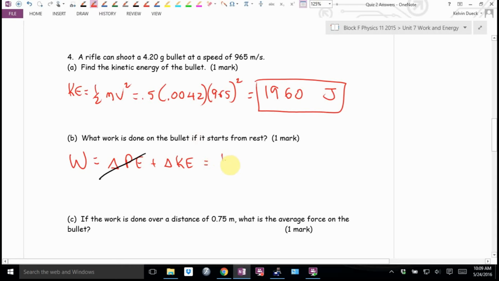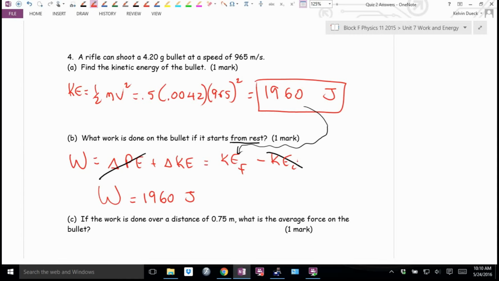So it's going to be final minus initial. Oh, wait a minute. It said it starts from rest. Oh, and you know what KE final is? 1,960 joules of work was done on the bullet. Why? Because the bullet started out with no energy, and that's how much energy it has now.